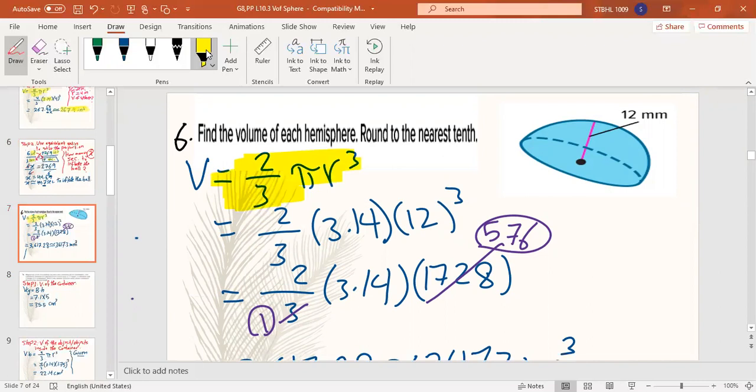Find the volume of hemisphere, round to nearest tenth. And what is given here, teacher? The given here is r, radius of hemisphere, equal 12 millimeter. I'll write the formula and then substitute pi equal 3.14. Why, miss? Because it asks you to round to nearest tenth, times 12 cubed. 12 cubed equal 1,728.